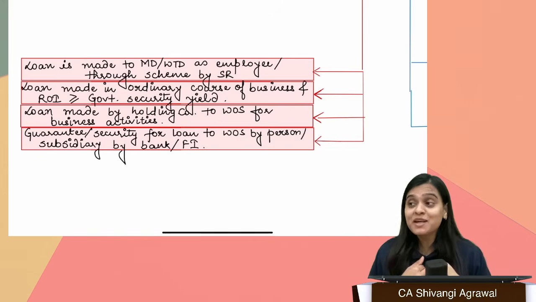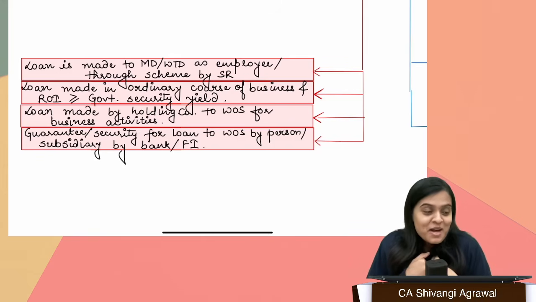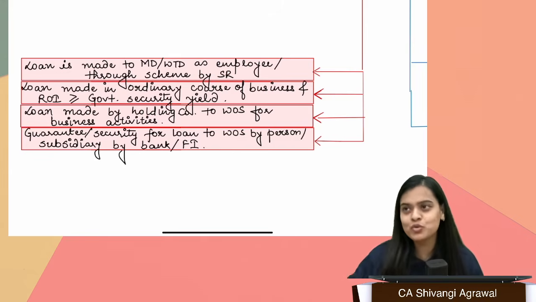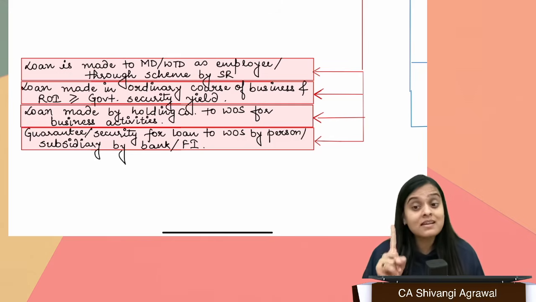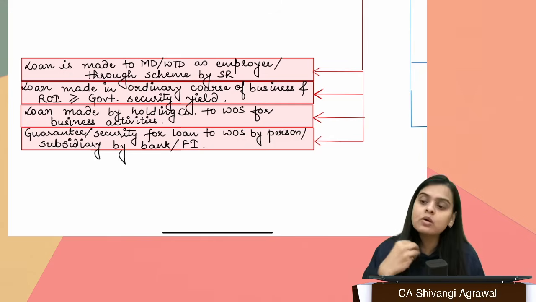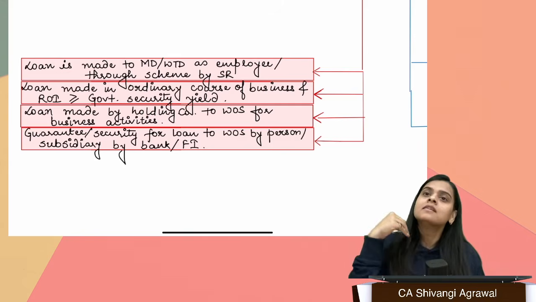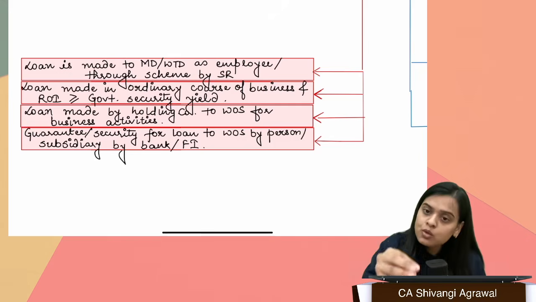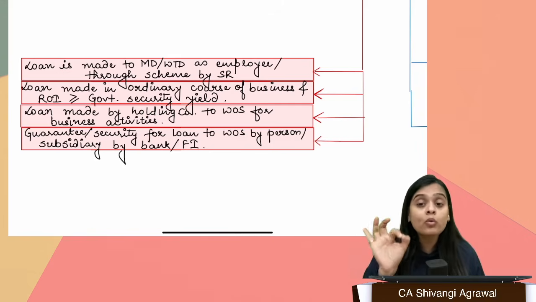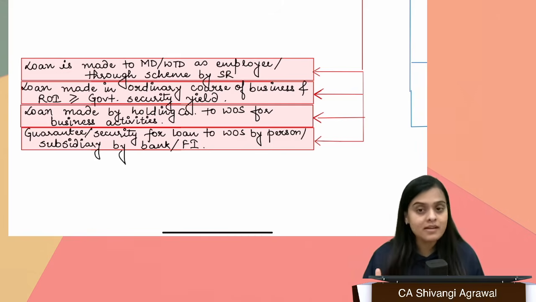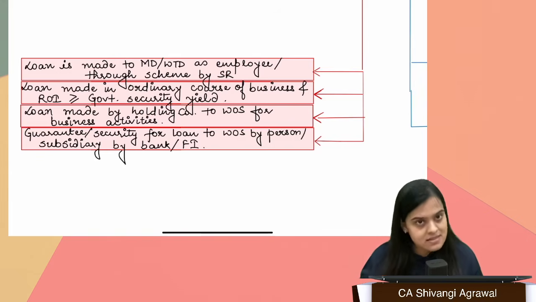Thirdly, if I'm a banking company and in the ordinary course of business, I'm only lending loans. So you are also one of the persons and you take that loan. However, although a bank can give their own employees a loan at a reduced rate of interest, still the rate of interest should be more than or equal to the government security yield. At least it cannot be lesser than that.